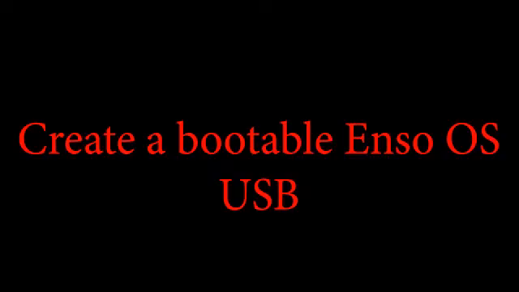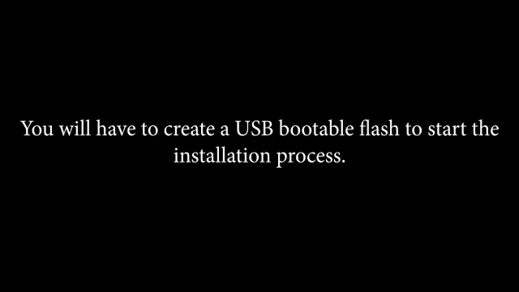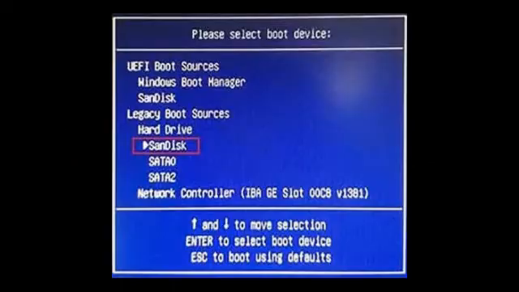Create a bootable Enso OS USB. You will have to create a bootable USB flash drive to start the installation process. After completing the bootable USB flash, reboot your system into BIOS settings and configure it to boot from the USB drive, SanDisk, to access the Enso OS installer.